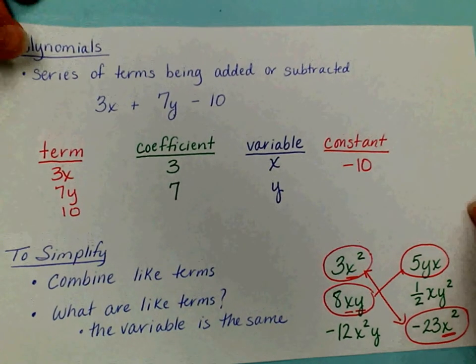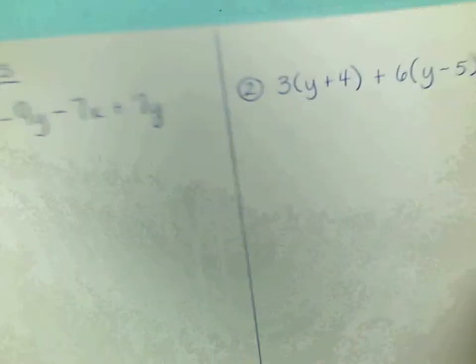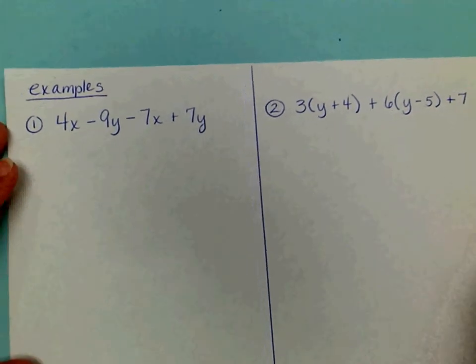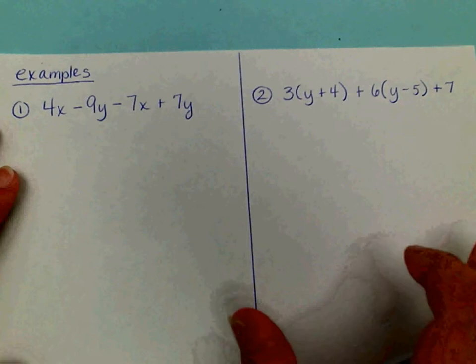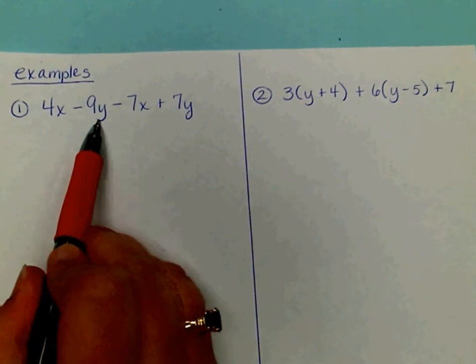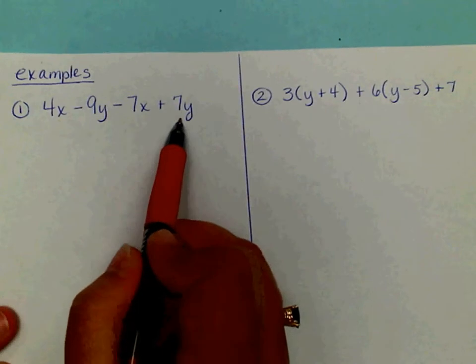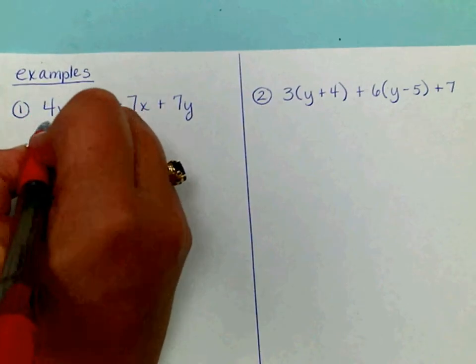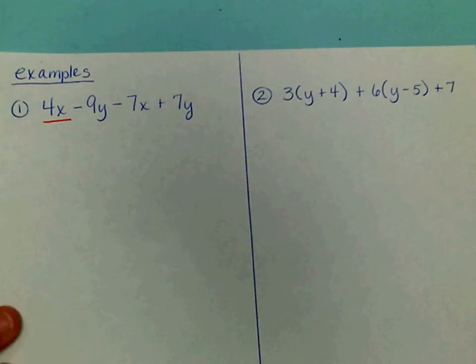So remember, to find like terms, we're looking for the exact same variable raised to the exact same power in both terms. So let's look at a couple examples. First one here, we have a 4x minus 9y minus 7x plus 7y. I always like to start at the very beginning on the left-hand side, and the first term that I see there is 4 times x.